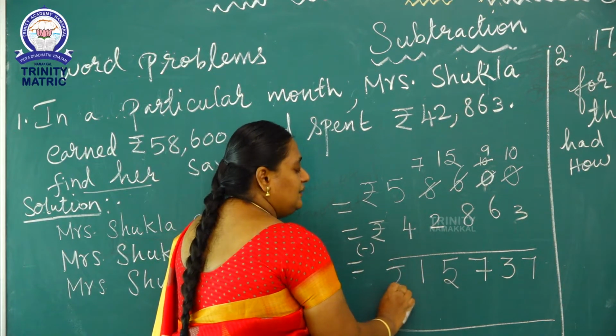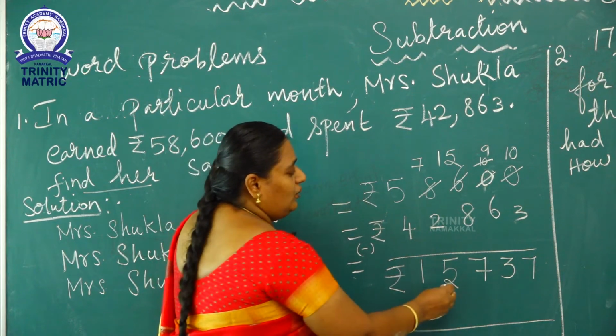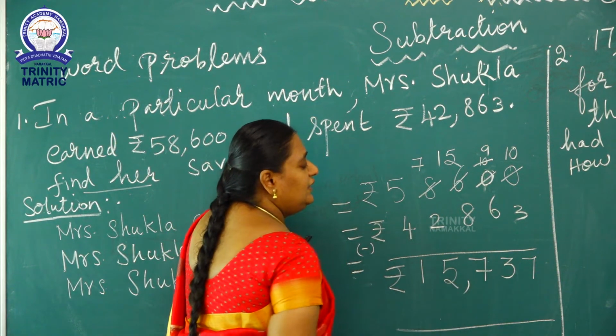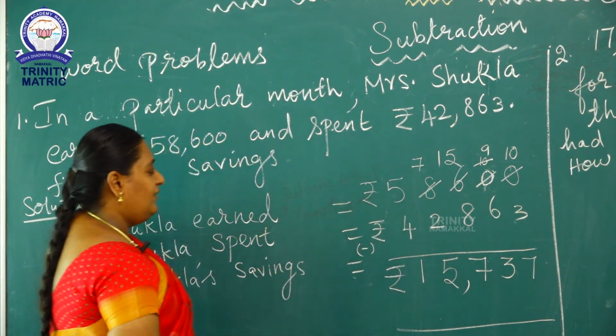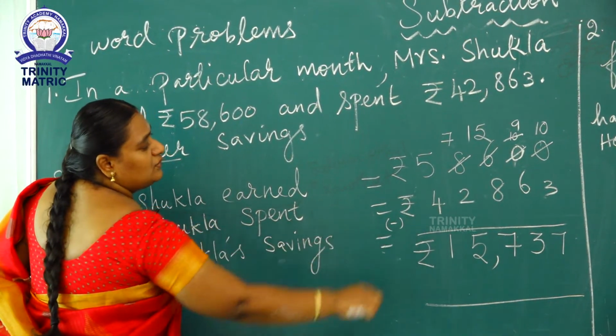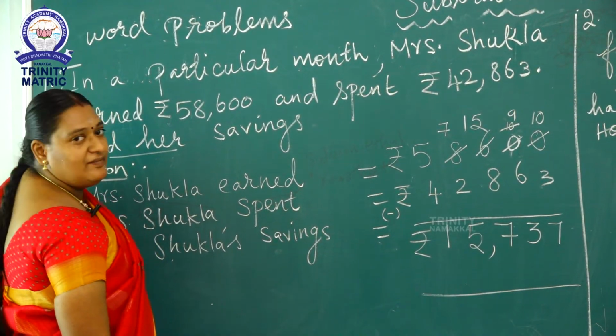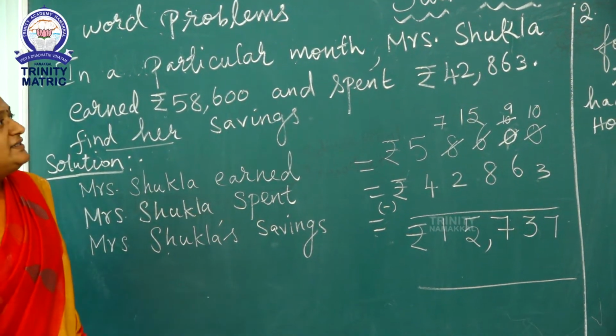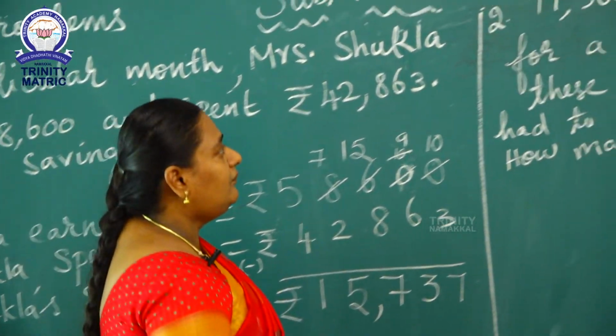You put the rupee symbol. Now the answer is 15,737. So Mrs. Shukla saves how much? 15,737. This is the answer. See the next sum, children.